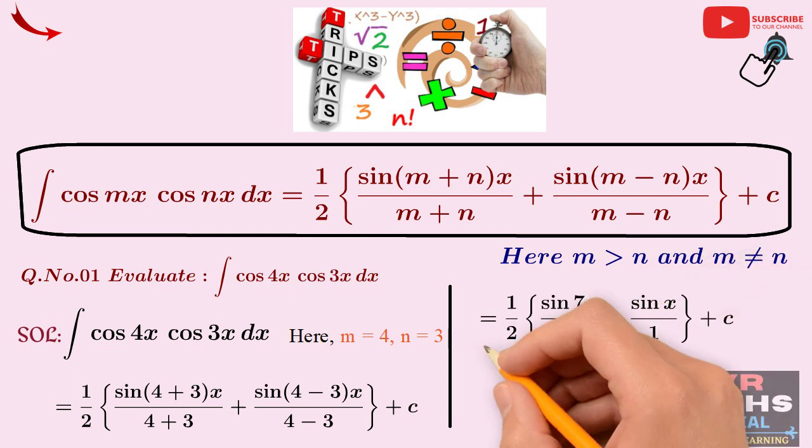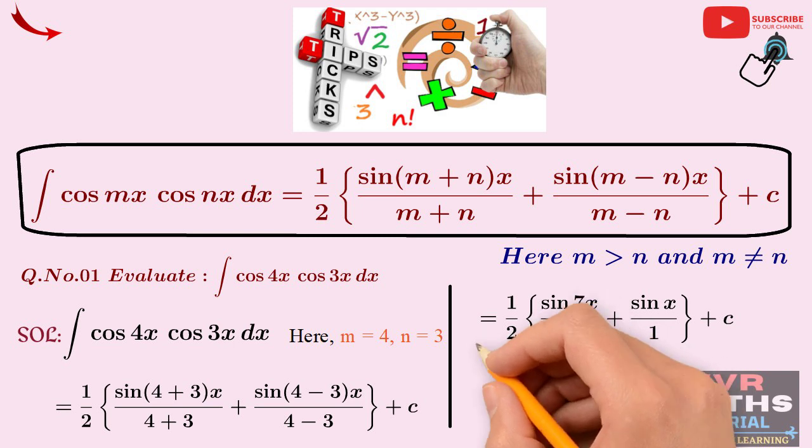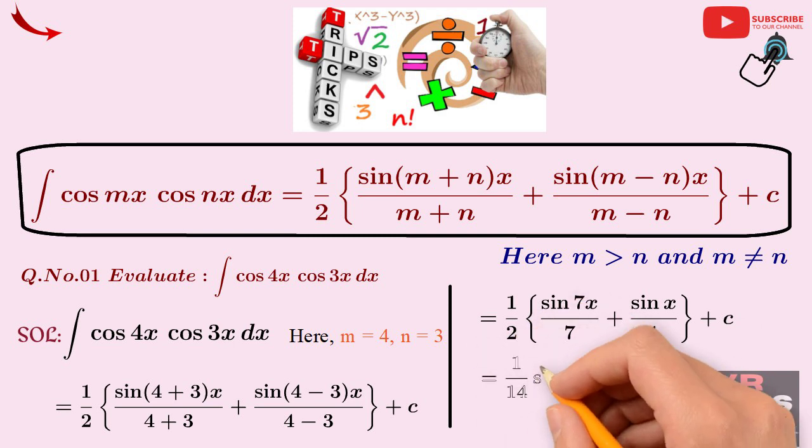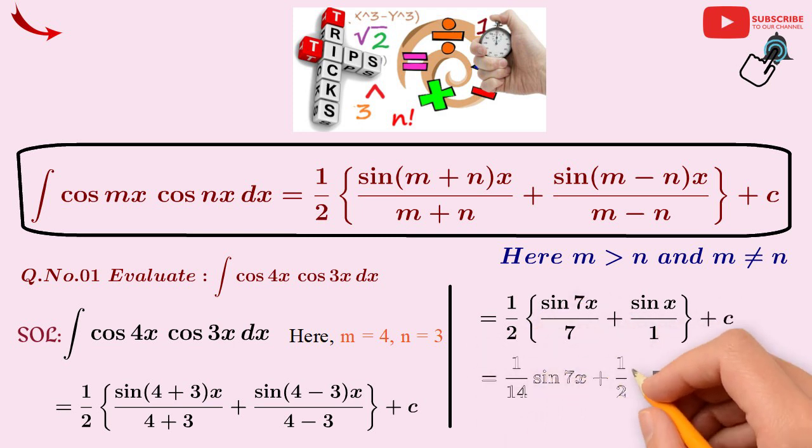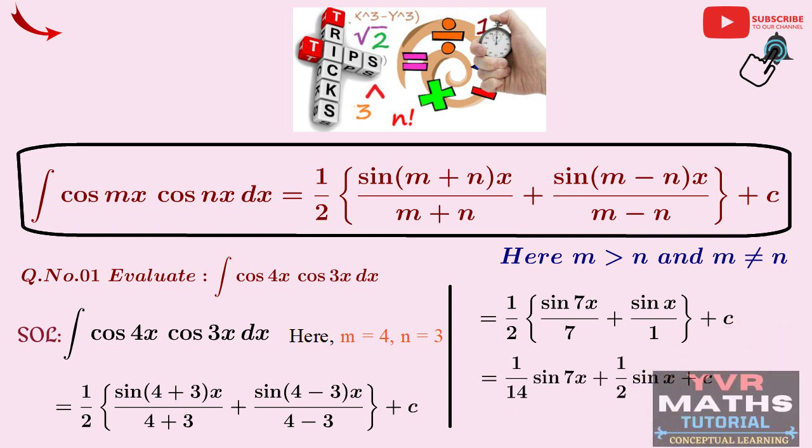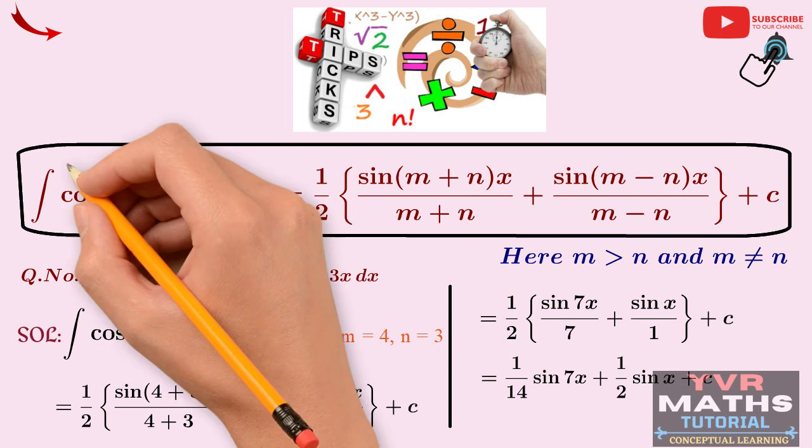If you simplify, you will get one more step. See the final answer, 1 by 14 into sin 7x plus 1 by 2 into sin x plus c. So this is the final answer for the given integral.